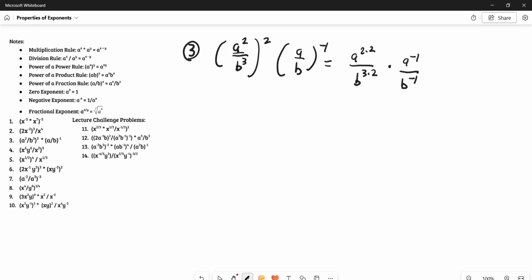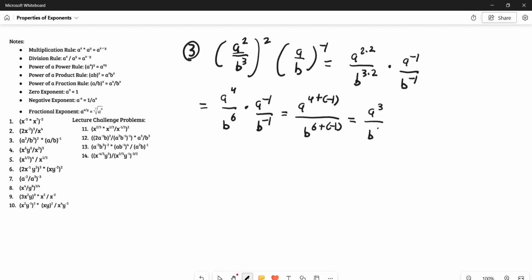Okay, now let's evaluate this fraction. So this is a to the 4 over b to the 6 times a to the negative 1 over b to the negative 1. Now we just look at this. So using the multiplication rule, we could do a to the power 4 plus negative 1 over b to the power 6 plus negative 1. And this is a to the power 3 over b to the power 5.